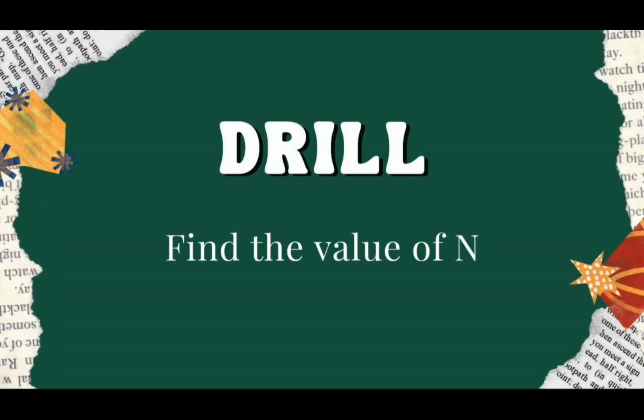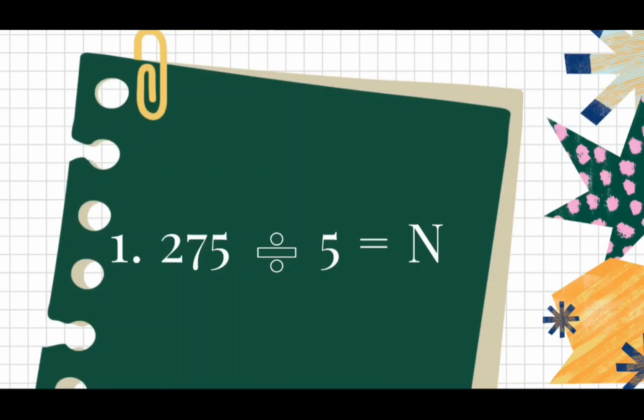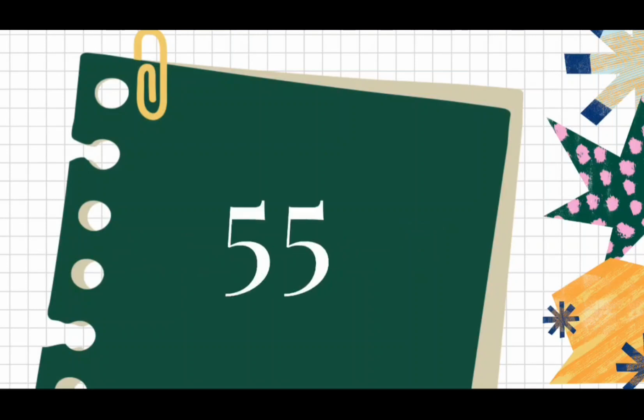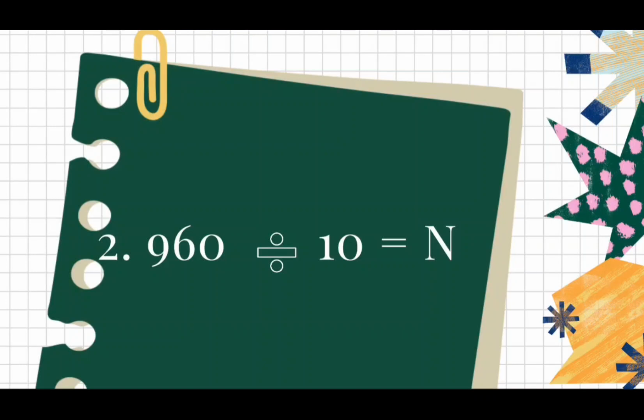In this drill, you are asked to find the value of n, and you will have 5 seconds to answer each number sentence. So the first one is 275 divided by 5 is equal to n. What is the answer? 5, 4, 3, 2, 1. The answer is 55. Very good. How about this one? 960 divided by 10 is equal to n. What is the answer?